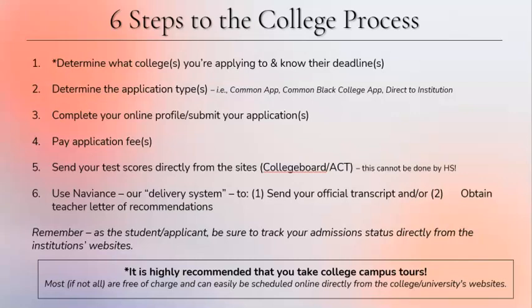After that, you'll want to be sure to send your test scores, again, directly from those testing sites. So it's either College Board or ACT, as we here at Sprayberry High School cannot send your test scores. So again, be sure to go into your account, whether it be College Board or ACT, and have your test scores sent directly to those colleges or universities in which you're applying to. And then after that, you'll want to be sure to log into Naviance, which is again our delivery system, so that you can send your official high school transcript and or obtain any teacher or counselor letters of recommendation.